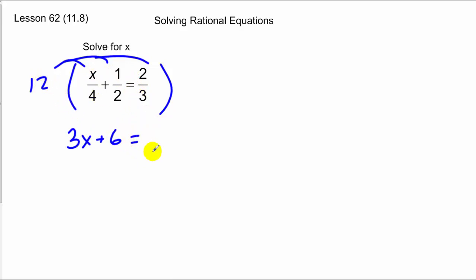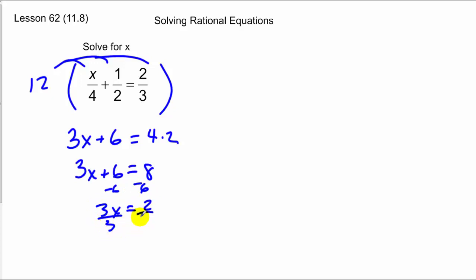And then I have 12 over 3, which is 4. And that's being multiplied by the 2. So I have 3x plus 6 equals 8. Subtract 6 from both sides. 2 is equal to 3x, divide by 3, and x equals 2/3. Not really a problem. Again, we've done that before.